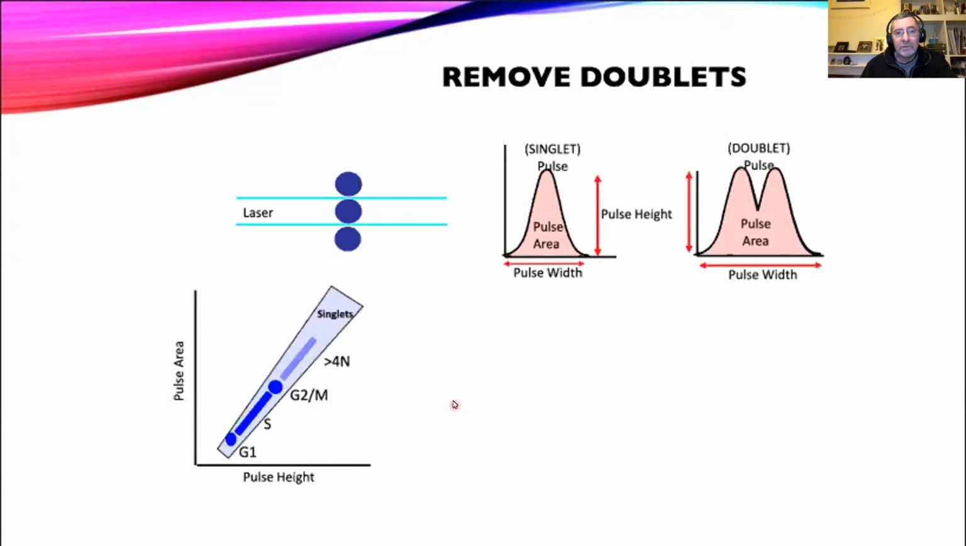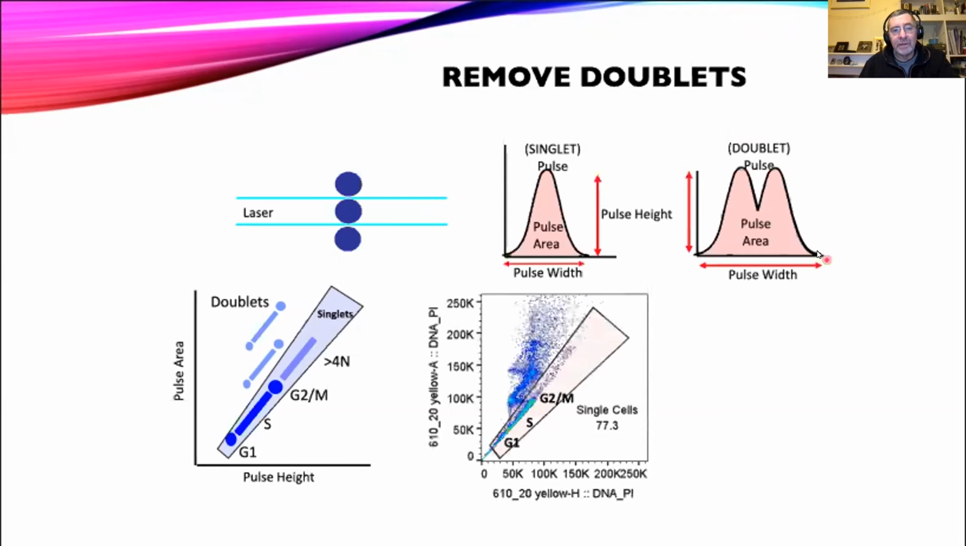If I have two cells coming through very close together, I get this sort of camel hump effect. And that means that the cells or the events will fall off that diagonal. So I can exclude those, because remember, we're a single cell technology. We want to make sure, as far as possible, we're just looking at single cells. We'll talk more about this maybe a little bit later on. It's not 100% perfect.